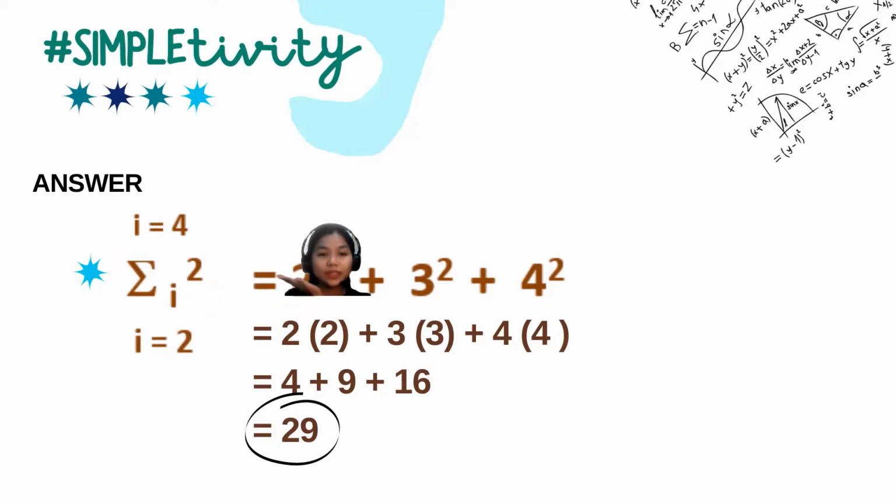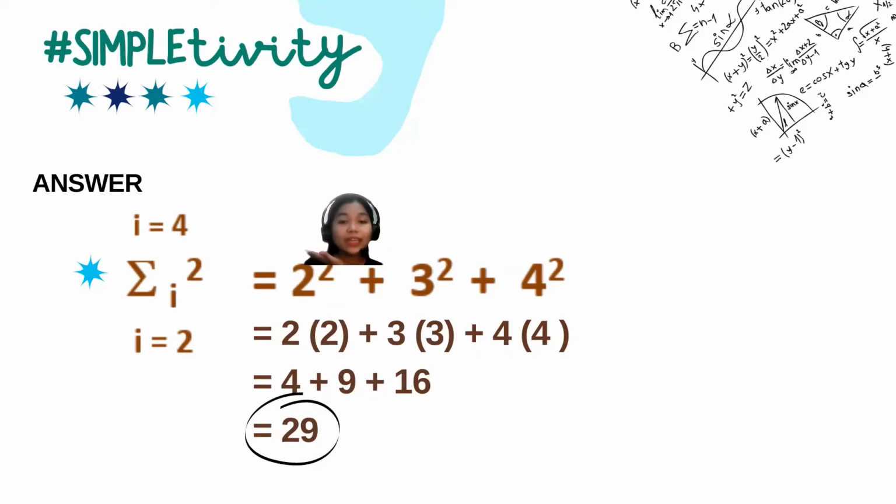So for i squared, we just need to replace the real value in the summation index. So 2 squared, because it's i squared, it ranges from 2 to 4. So 2 squared plus 3 squared plus 4 squared. 2 squared is 4. 3 squared is 9. And 4 squared is 16. That's why we have 29.